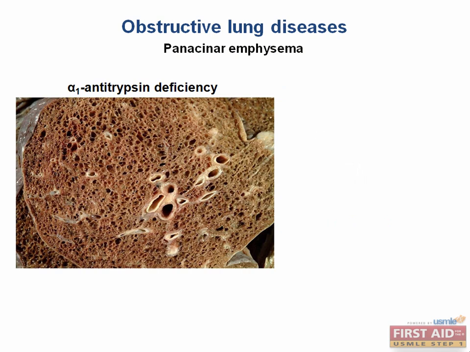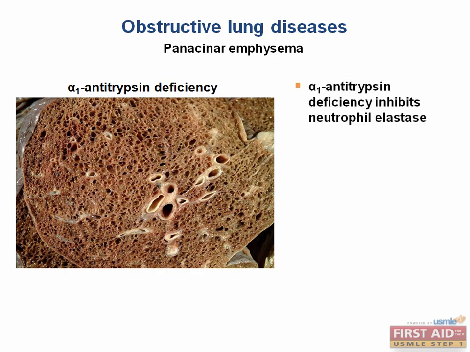Other morphologic types of emphysema are panacinar, caused by alpha-1 antitrypsin deficiency. This disease is extremely board testable, so please know it. Normally, what does alpha-1 antitrypsin do? Well, it inhibits neutrophil elastase from breaking down elastin. So no alpha-1 antitrypsin means more breakdown of elastin in the lungs, which leads to panacinar emphysema.